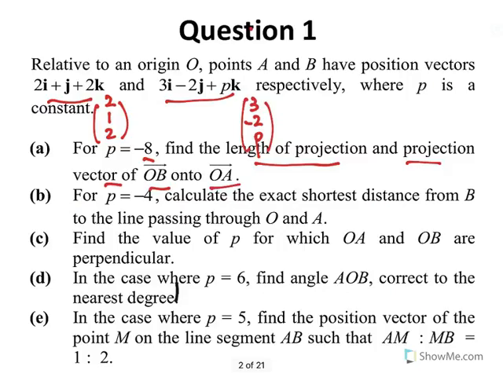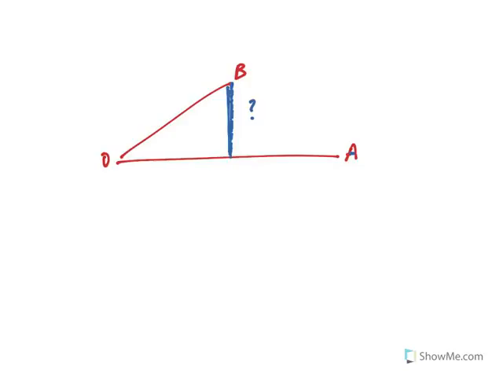Okay, so next for p equals negative 4, we need to calculate the exact shortest distance from B to the line passing through O and A. Right, so what we need to do, from B to the line through O and A. Okay, so OB, OA. The shortest distance from B to the line passing through O and A is none other than, we're talking about this line, right? So how do you find this line? There are a few ways to go about doing it.